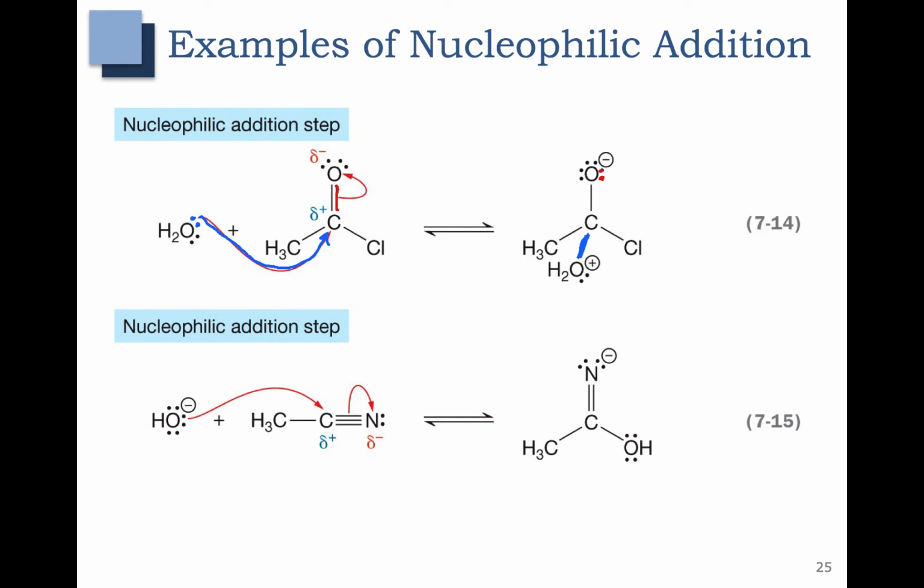Here's another example. In this case, we have hydroxide as our nucleophile. Blue lone pair forms an oxygen-carbon bond. And instead of a double bond, we have a triple bond. So we're just going to push a set of pi electrons up onto that nitrogen there. So one set of pi electrons becomes a red lone pair.